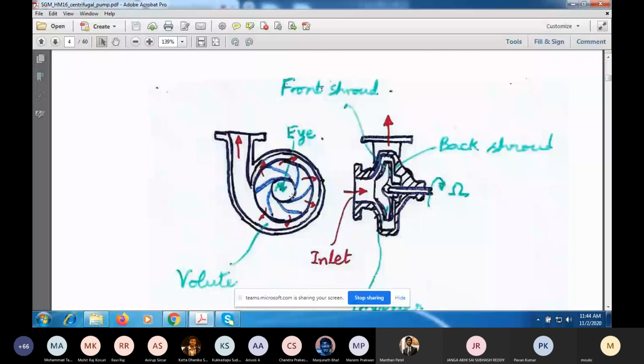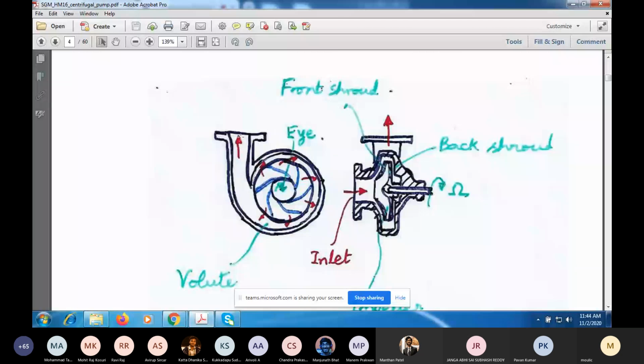Now here I've shown a case where this impeller rotates in the anti-clockwise direction. So the blades are bent backwards. Fluid will enter axially, it will turn, go through these impeller passages, and then move out as shown by these red arrows into this scroll casing, which you may call volute. The volute will collect the liquid and it will go out through here. So this is the outlet port here.